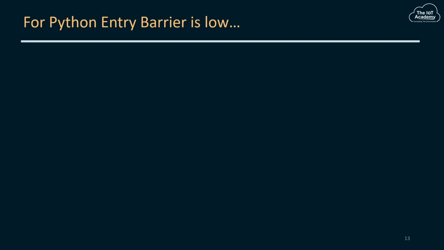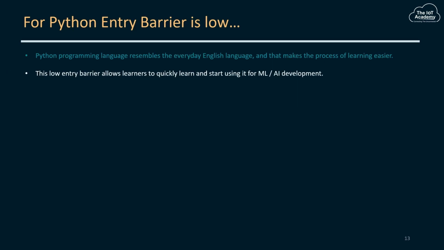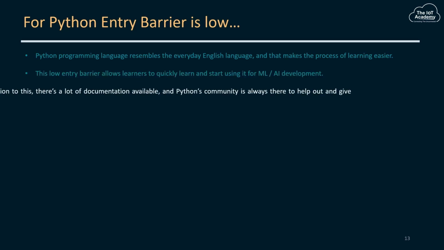For Python, entry barrier is low. Python programming language resembles the everyday English language, and that makes the process of learning easier. This low entry barrier allows learners to quickly learn and start using it for ML AI development. In addition to this, there is a lot of documentation available, and Python's community is always there to help out and give advice.